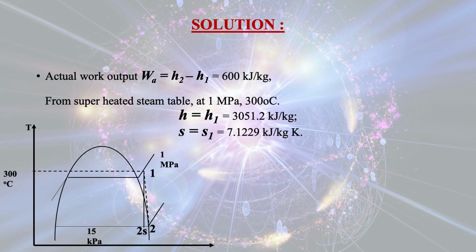The actual work output, that is WA, is equal to H2 minus H1, that is given as 600 kilojoule per kg. From superheated steam table at 1 megapascal and 300 degree centigrade, we know that H1 is equal to 3051.2 kilojoule per kg and S is equal to S1. That value is also given, 7.1229 kilojoule per kgK, and this problem is exactly similar to the problem we have done, but let us see how we can solve this problem.